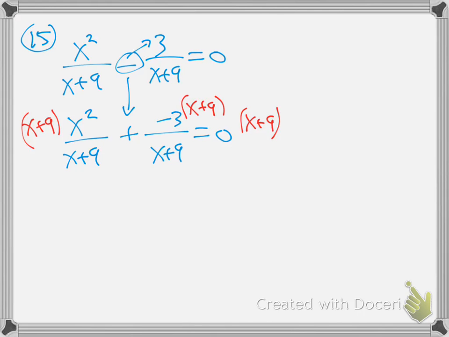What happens on the right side? What's 0 times anything? 0. The right side's just 0. These sides just cancel. So it's just x squared minus 3 equals 0. Right? Did y'all see that coming?